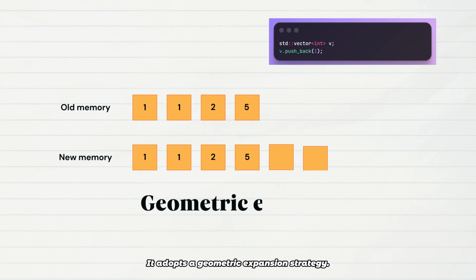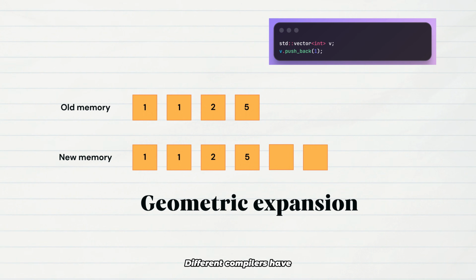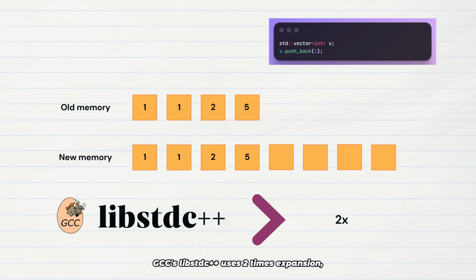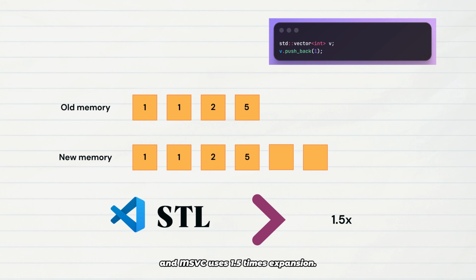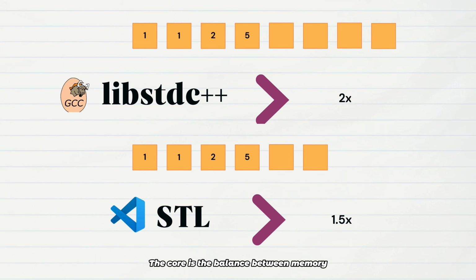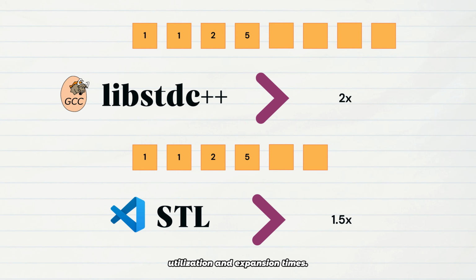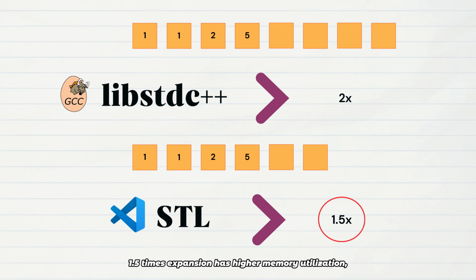It adopts a geometric expansion strategy. Different compilers have different expansion multiples. GCC's libstdc++ uses 2 times expansion, and MSVC uses 1.5 times expansion. Why is there such a difference? The core is the balance between memory utilization and expansion times. 2 times expansion has fewer expansions and fewer total copies, but it is easy to waste memory. 1.5 times expansion has higher memory utilization, but there will be more expansions and slightly more total copies.